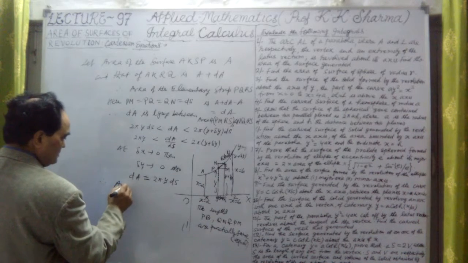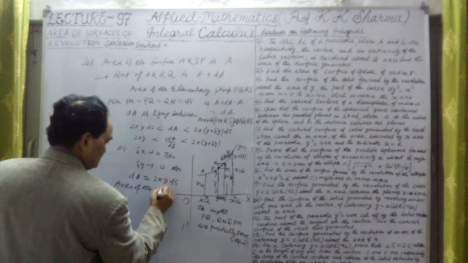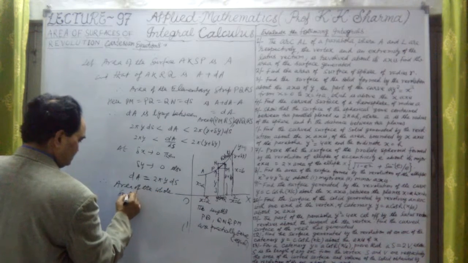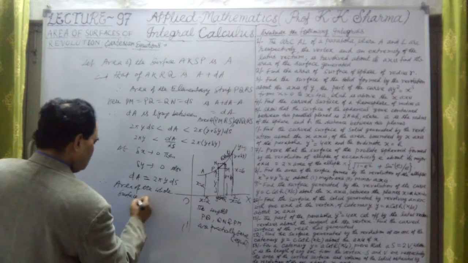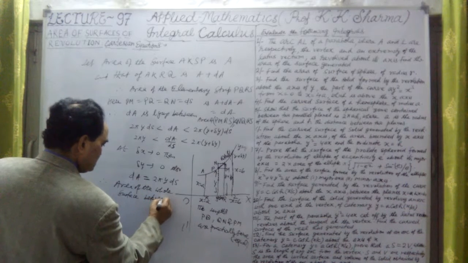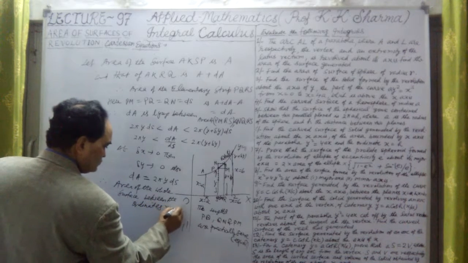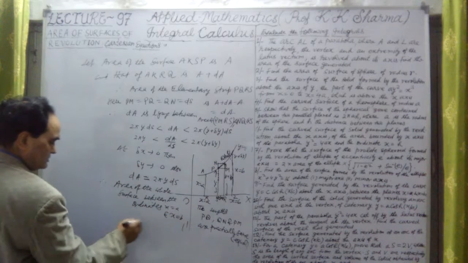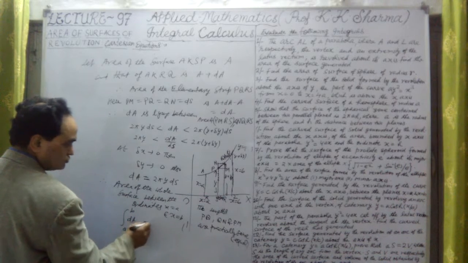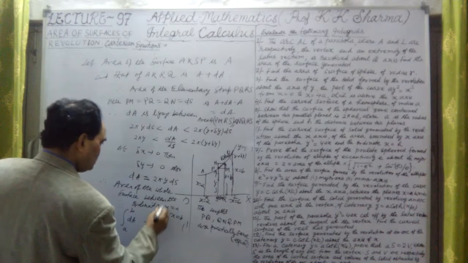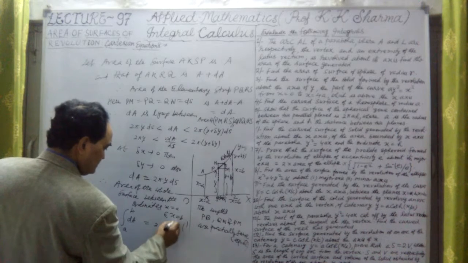Therefore, the area of the whole surface obtained by revolving this arc AB between the ordinates x equal to A and x equal to B is given by the integral of dA with limits A to B, which is equal to 2 pi integral of y into ds, from A to B.